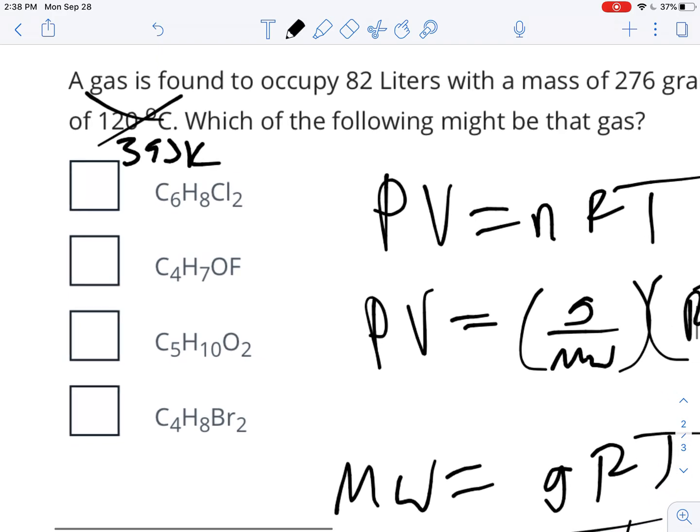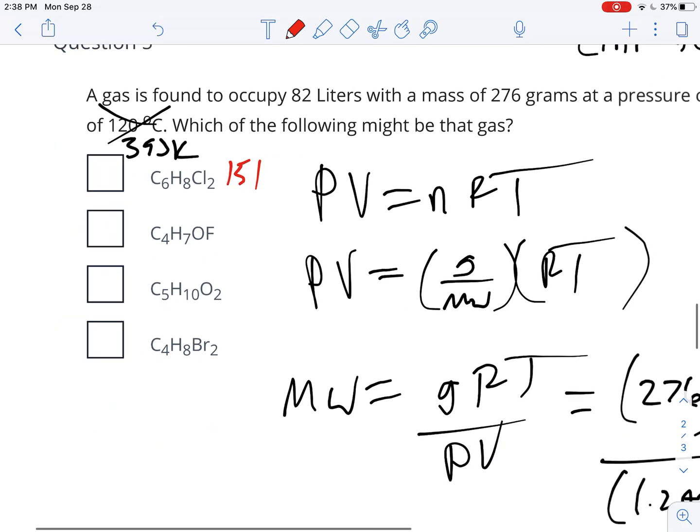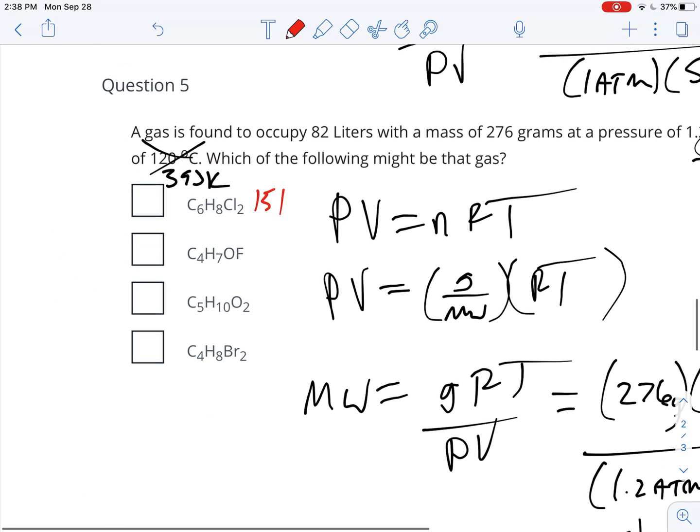So all you do is pick up your calculator and get a periodic table and start doing some quick calculations on these guys. So 6 carbons at 12 each is 72, and 8 more there, and 2 at 35.5, that's about 71. That guy has a mass of about 151, so that's no good.